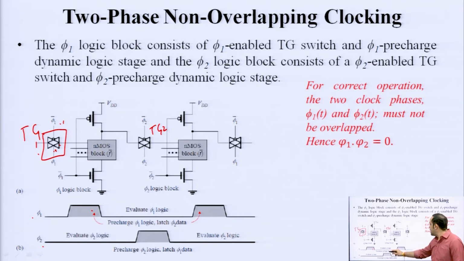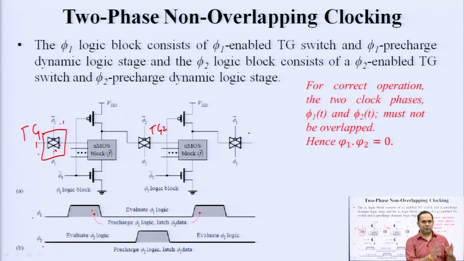So, you pre-charge phi 1 logic and latch this phi 2 data, this data is stored here. Either way, when phi 2 is 1, you are pre-charging this stage and whatever is here is being latched. Okay. So, when this left side, this stage 1 is pre-charging, data is being latched on in stage 2. When stage 2 is pre-charging, whatever is at the input is being latched on stage number 1.